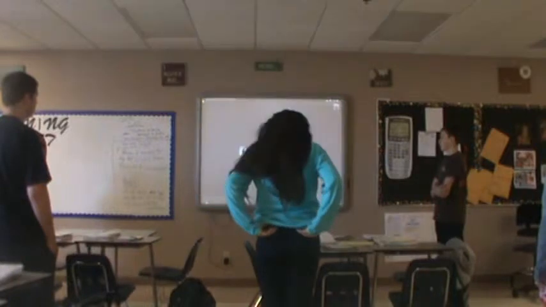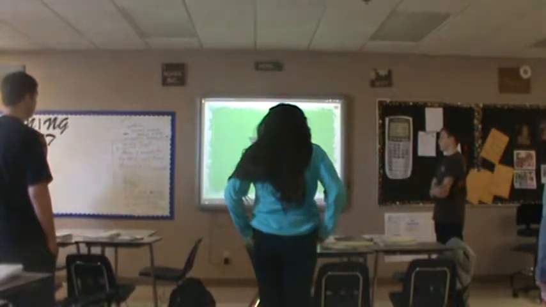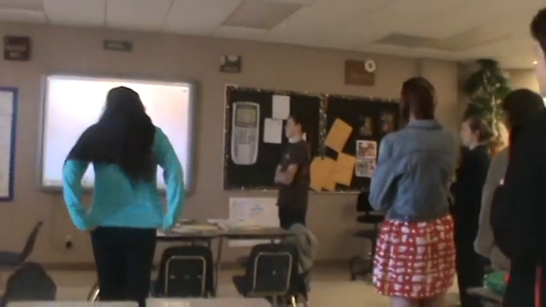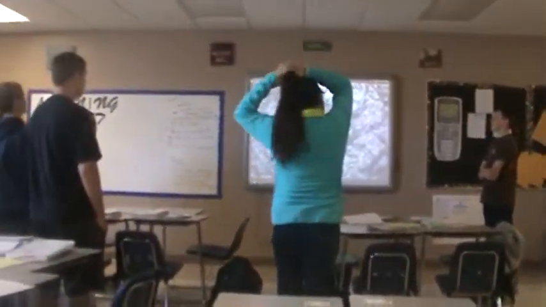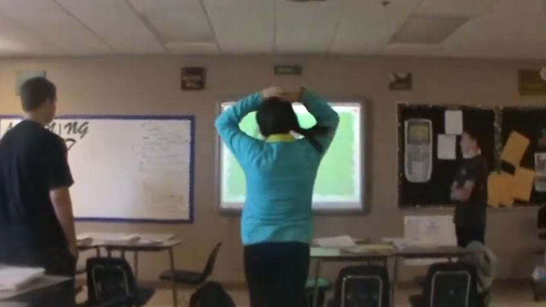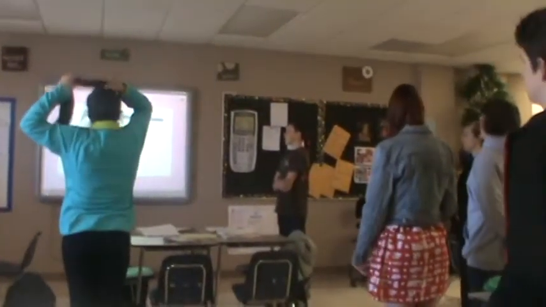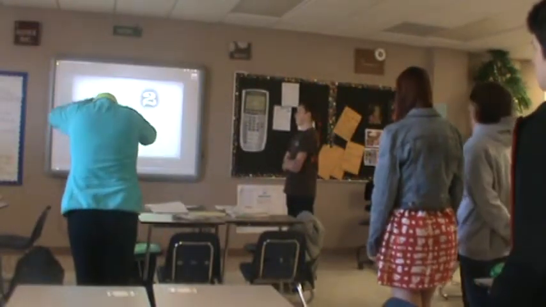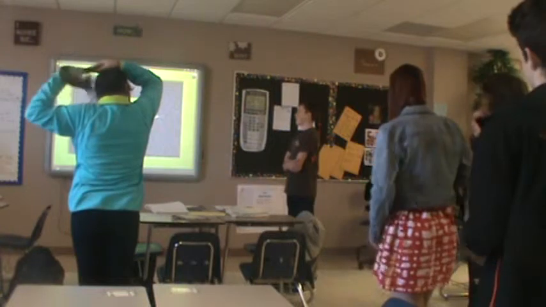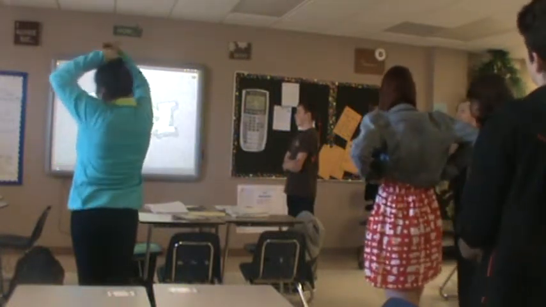X equals negative b plus or minus the square root of b squared minus 4ac all over 2a. Now you try it. Everybody. X equals negative b plus or minus the square root of b squared minus 4ac all over 2a.